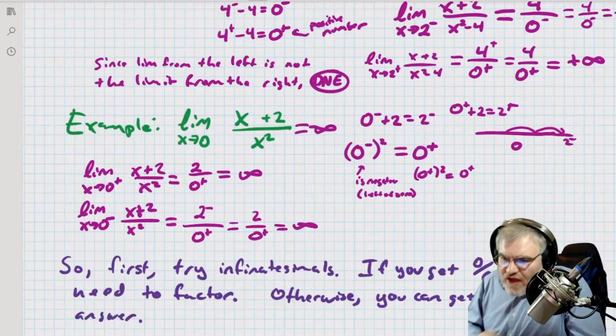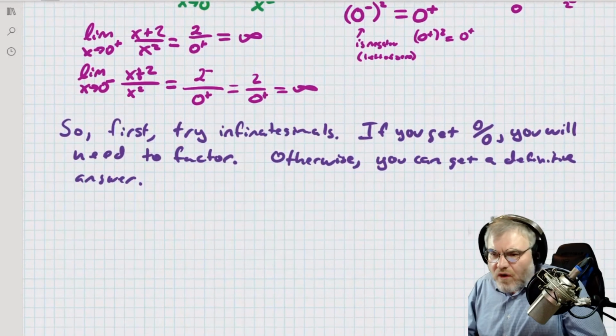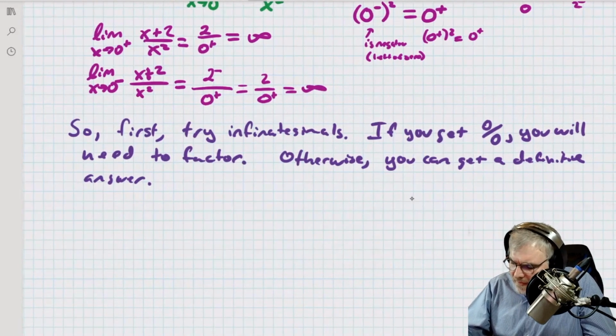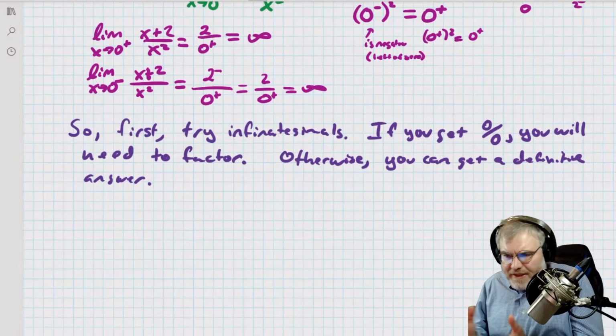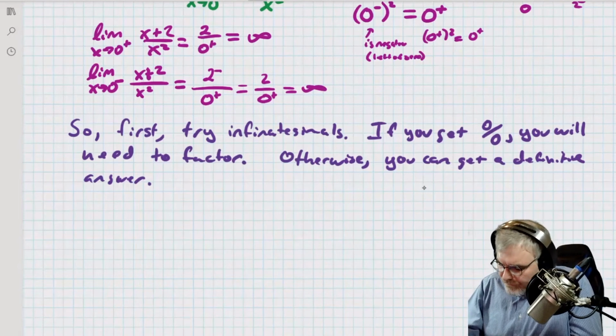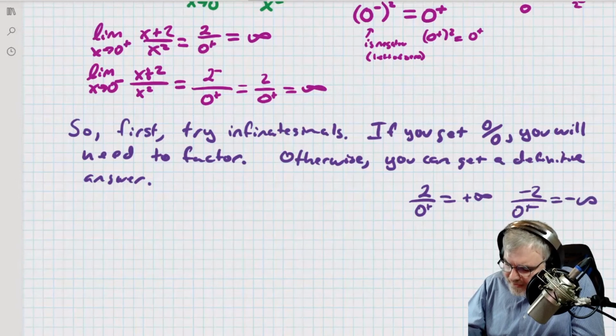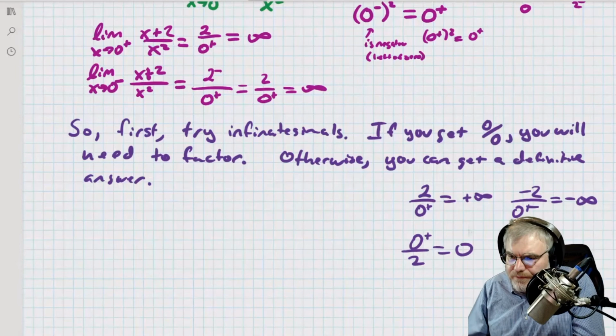So, if you sub in, you'll get one of these forms. If you get something like 2 over 0 plus, that's positive infinity. If you get something like negative 2 over 0 plus, that's negative infinity. If you get something like 0 plus over 2, that equals 0.